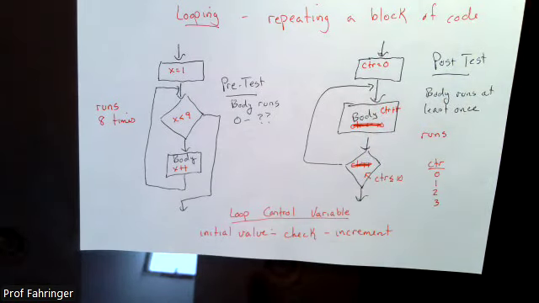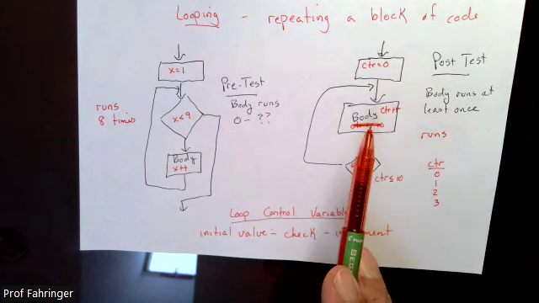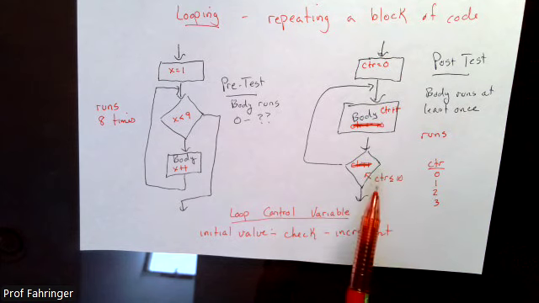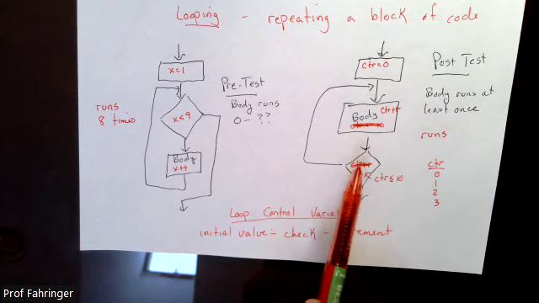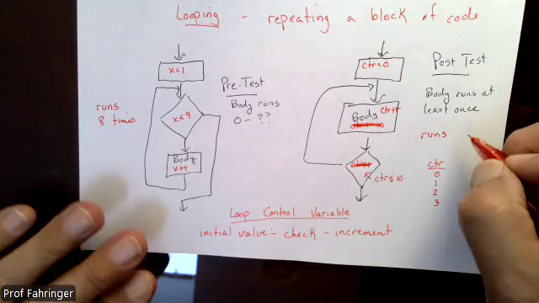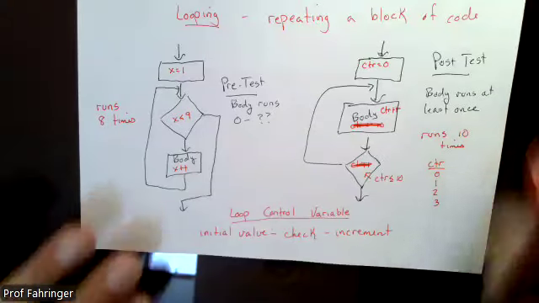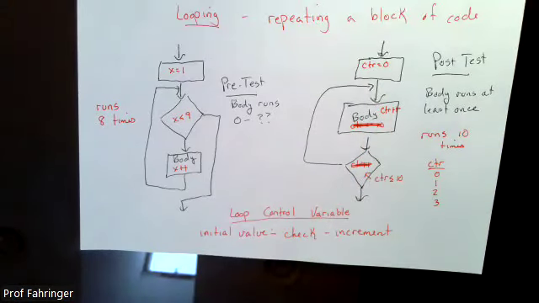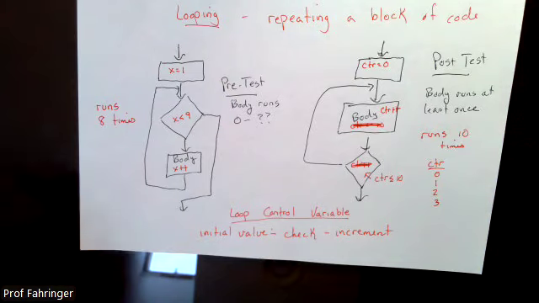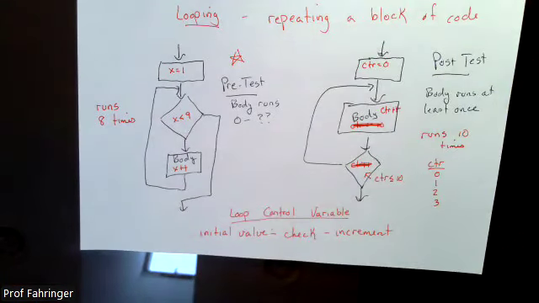Now, how many times does this run? 1 is less than or equal to 10. 2 is less than or equal to 10. This guy's going to run 10 times. Starts at 0, but I add 1 right away. This guy over here, this format is the one we're going to use a lot.